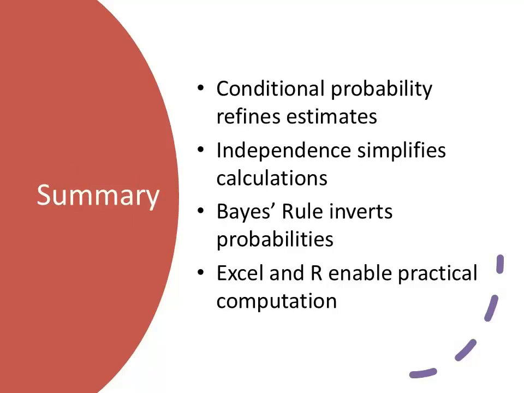To wrap up, conditional probability refines our understanding based on new info. Independence, when valid, simplifies analysis. Two-way tables help extract these probabilities, and Bayes' rule lets us invert them. Tools like Excel and RStudio make these computations accessible and repeatable. Mastery of these ideas is essential for evidence-based reasoning in biostatistics.